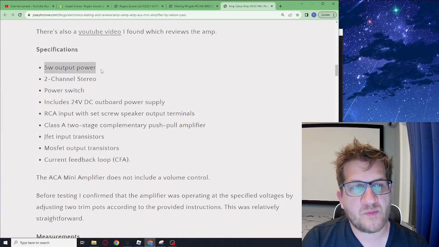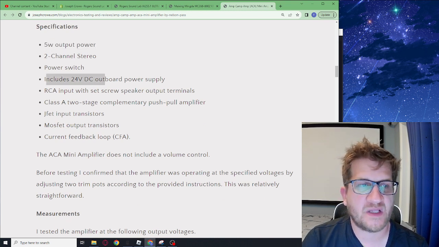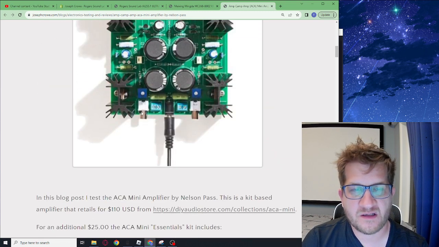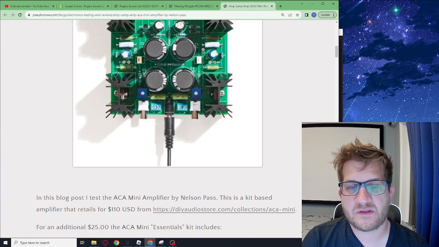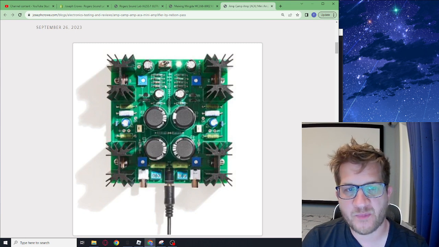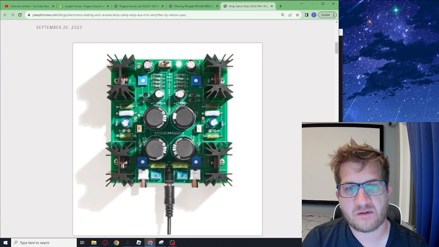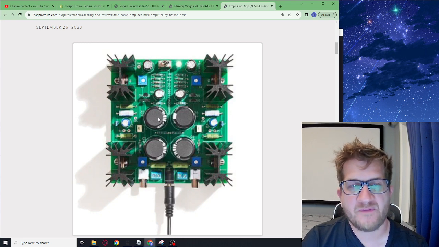So 5 watt output power, 2 channel, and it includes the 24 volt outboard DC power supply. It has RCA inputs, and then you can see the blue screw down terminals there for the speaker outputs. Now there are adjustment pots to fully set up as a one-time setup for the unit. After you've assembled the unit, there are test points here and also here to confirm that the amplifier is operating within its proper voltage parameters. That was fairly straightforward to do. I did that before I had done this review.